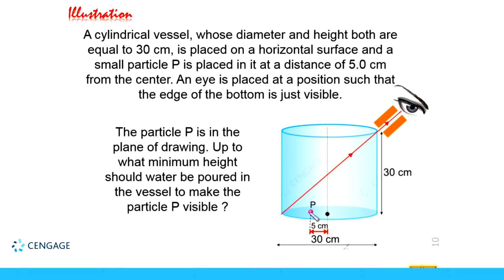If you follow the diagram here, you know the height of the vessel and base diameter are equal. That means this line should incline at an angle of 45 degree with the vertical, because this is a right angle triangle. If you follow the path of my pen tip, this angle should be 45 degree. And if we want to observe point P, the angle of inclination of the refracted ray should be less than 45 degree. That means the path of the light ray inside the water should be like this.